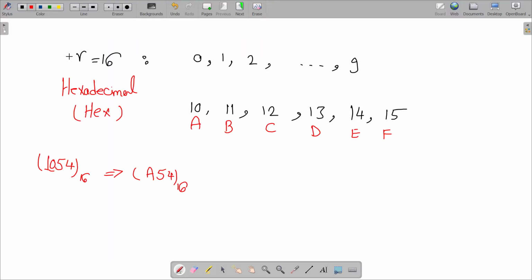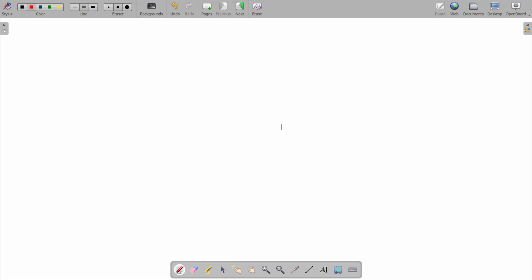For example, in the case of a binary number, let's write it here: 1 1 0 1 1 in base 2. So we learned that from the right side, the place value of the first digit is 2 to the power of 0.